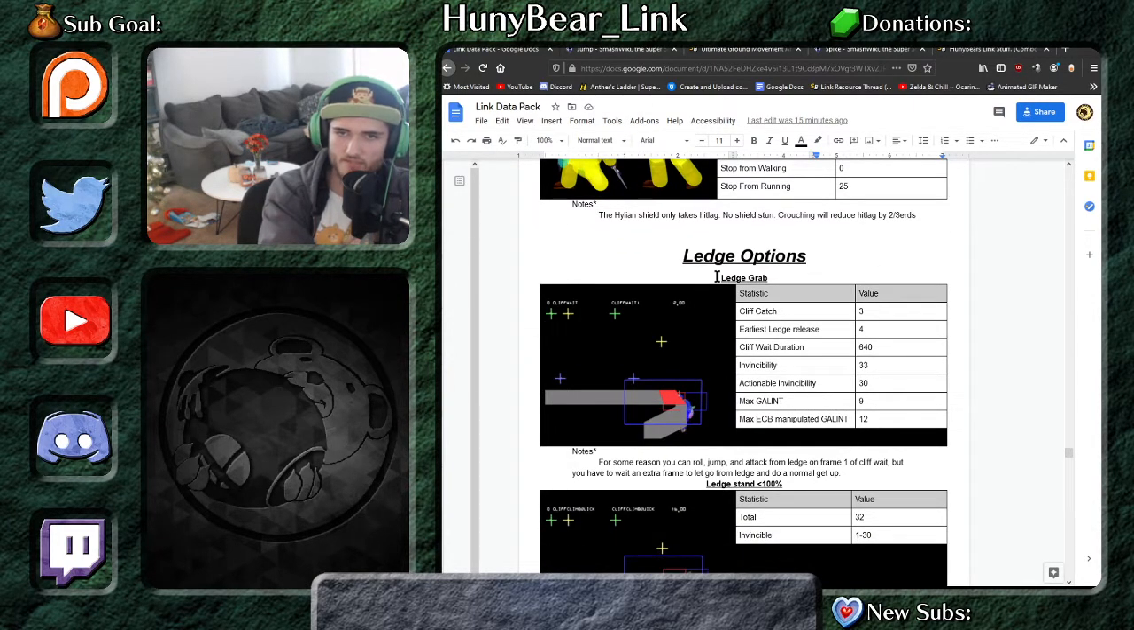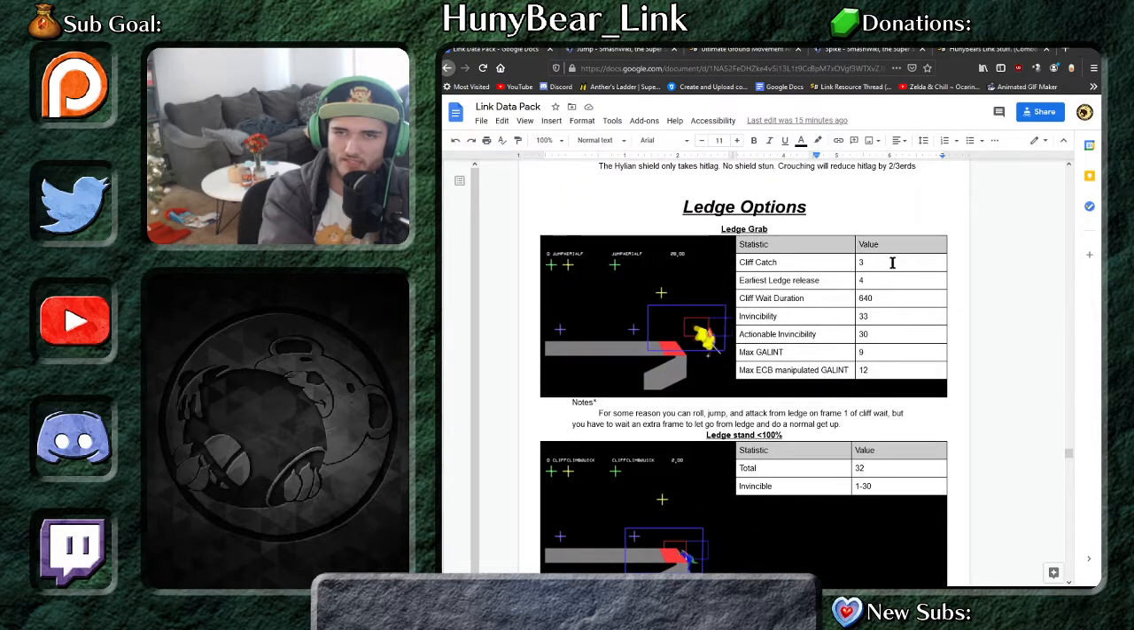Ledge options. Ledge grab. Grabbing the ledge takes 3 frames. You're able to release the ledge as early as frame 4. Cliff wait duration is 640 frames. You are invincible for the total duration of 33 frames. Your actionable invincibility is 30.